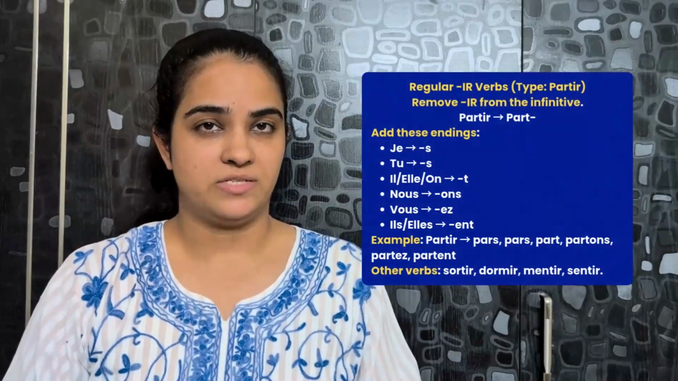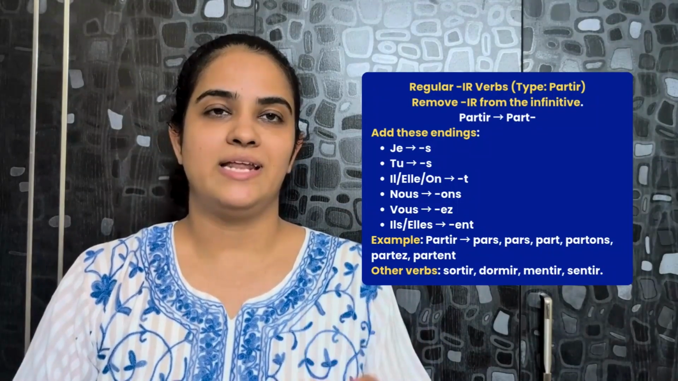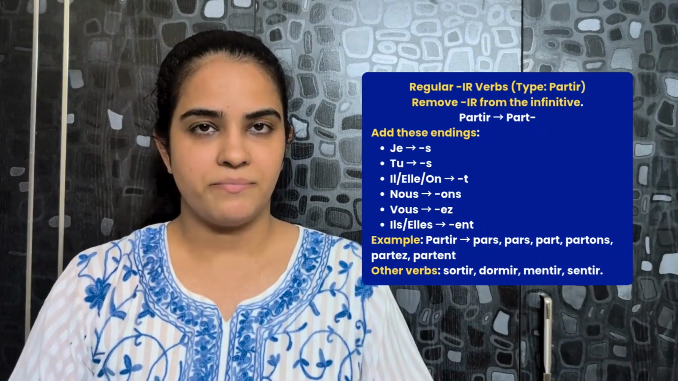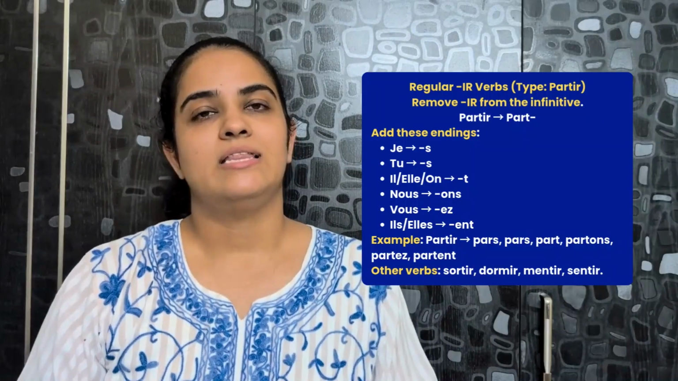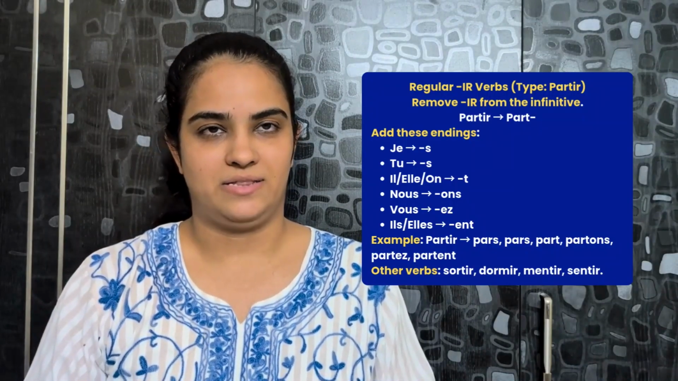The next category of verbs that we have in IR ending is the partir type, which means they are a little different from the finir type of verbs. In this category, you take two different bases. The first three, which means je, tu, il, elle, on, have s, s, t as their endings, and the rest three, which is nous, vous, and ils, elles, have the first group endings, which is ons, ez, and ent.